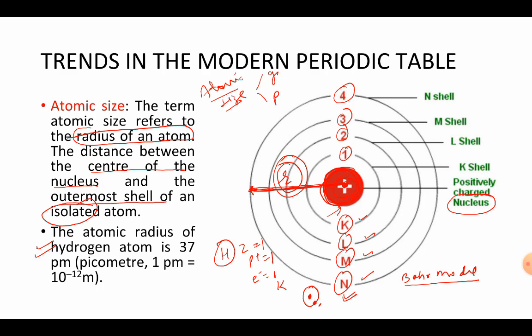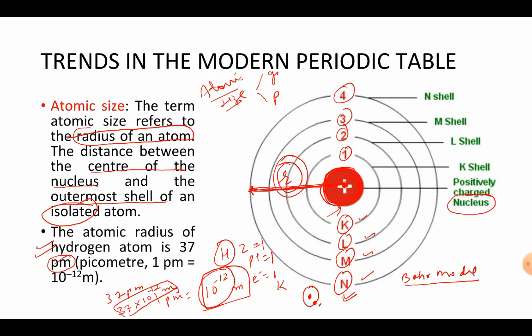Okay, so the atomic size or atomic radius is measured in a unit called the picometer. Pico stands for 10 raised to the power minus 12. It means that the size of an atom is very, very small. 1 picometer is equal to 10 raised to the power minus 12 meters. And the size of an isolated atom of hydrogen is just 37 picometers, that is 37 into 10 raised to the power minus 12 meters. That small is the size of the hydrogen atom.